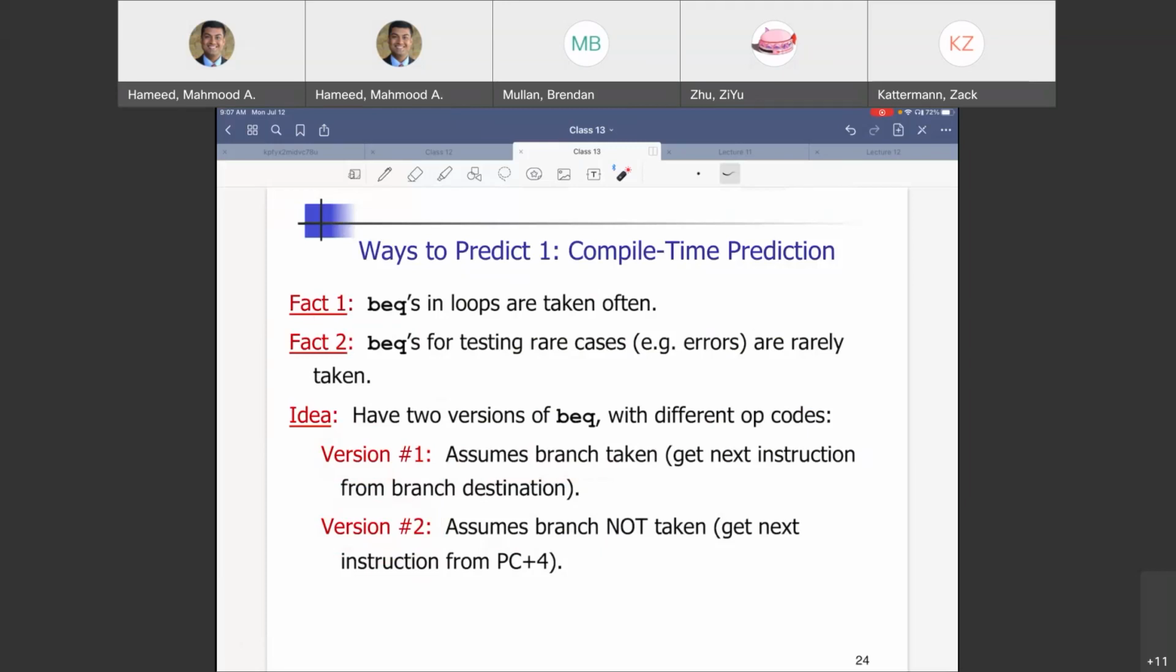Fact 1 and fact 2 are historically known, which is sort of helping us with the prediction. Branch when equals instructions in loops are taken often. And branches for testing rare cases, for example errors, are rarely taken. So these are the 2 things that are going to help us do that prediction. The bottom line is this: it is skewed one way in both of them, right? If your predictions are skewed one way, then because of that being evaluated on average, the penalty goes down.